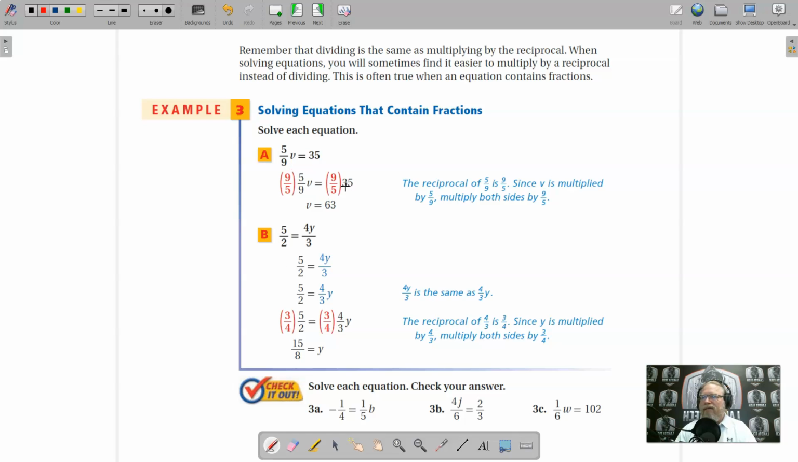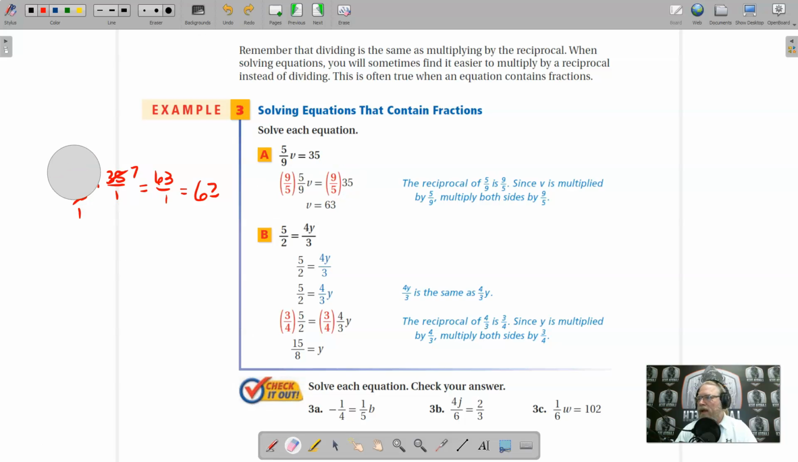And looking at the left, whenever we multiply 9 fifths times 35, I'm going to write it as a fraction. And 5 divided by 5 is 1, and 35 divided by 5 is 7. And 9 times 7 is 63 over 1, and that equals 63. So there's the math for what was going on over on that side there.